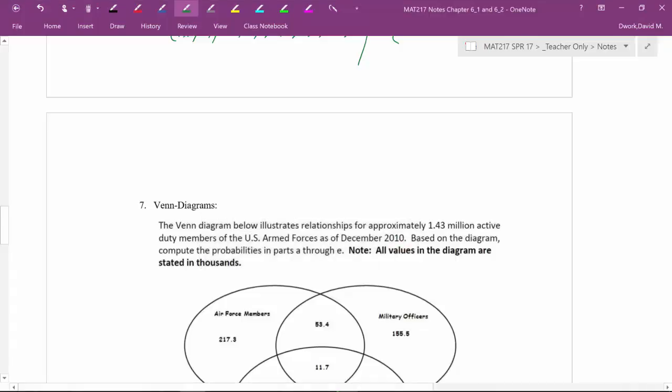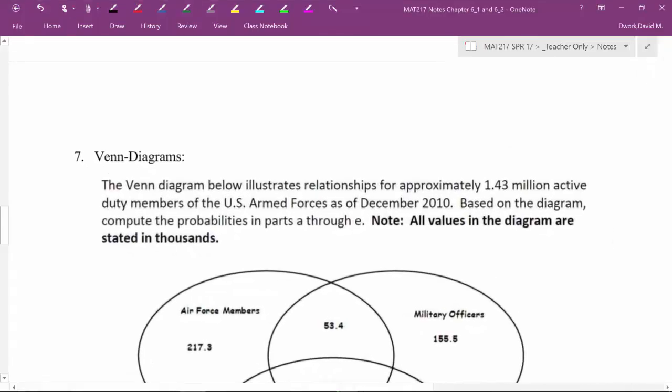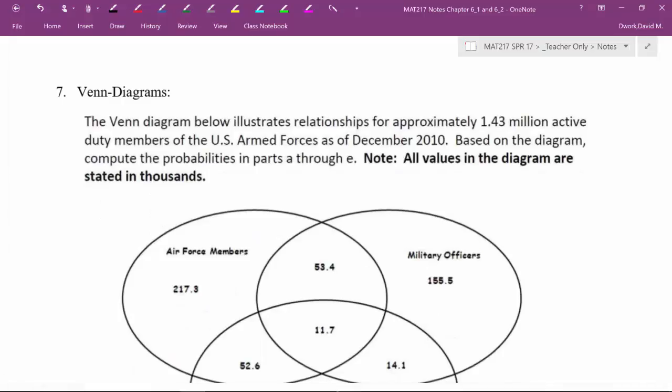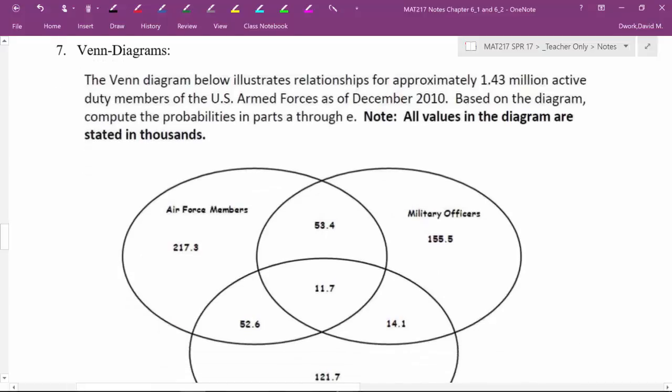Another useful technique in counting will be the Venn diagram. Now, it's important to understand what the Venn diagram is saying and to be able to read it. So let's read the directions here. The Venn diagram below illustrates relationships between 143 million active duty members in the U.S. Armed Forces as of December 2010.